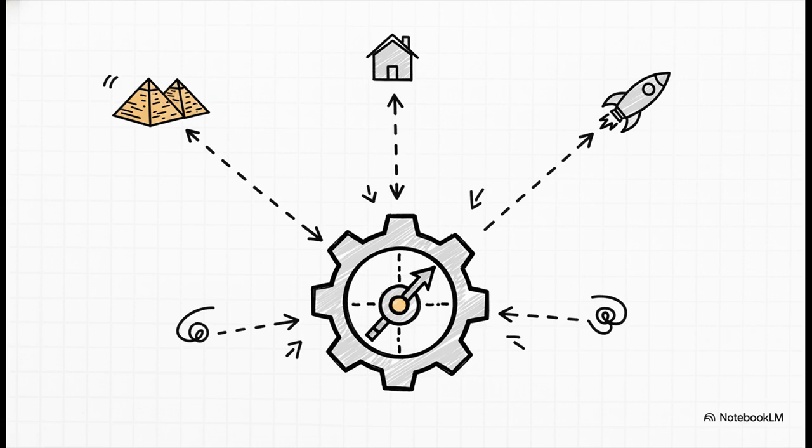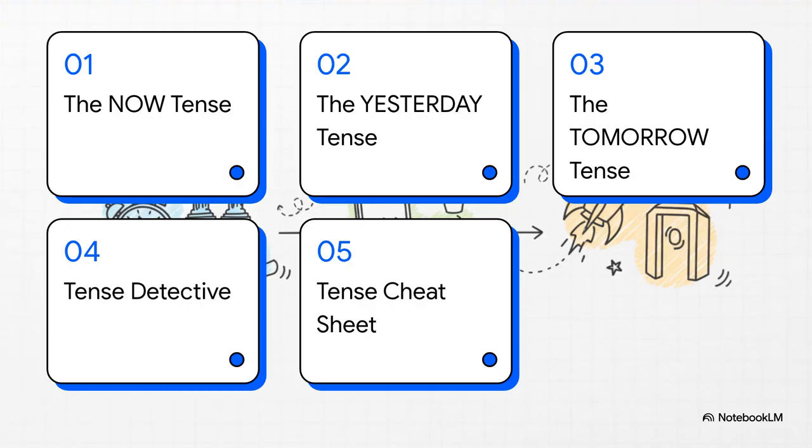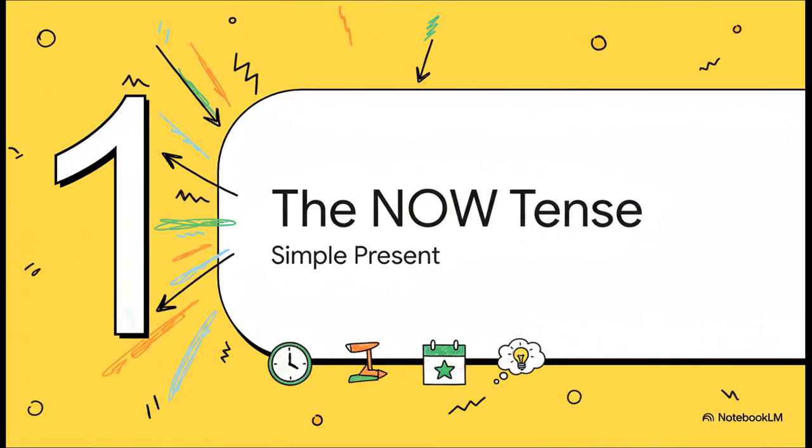Verbs are like these little time machines hiding in your sentences, ready to zoom you off to the past, keep you in the present, or launch you into the future. So here's our mission for today. First, we'll check out the now tense, or simple present. Then we'll hop back to yesterday with the simple past. After that, we're blasting off to tomorrow with the simple future. Then you'll get to be a tense detective and we'll wrap it all up with a super helpful cheat sheet. You ready? Let's go.